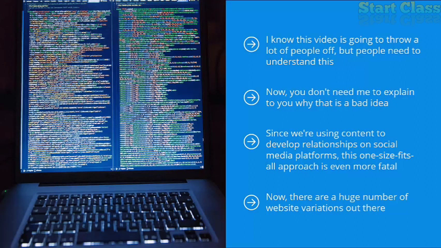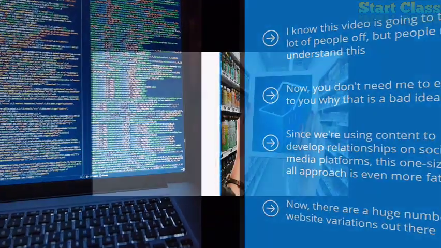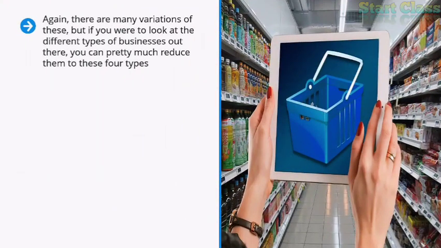But if you were to categorize these different website types into 4 rough forms, they would more or less fall into the following: publishing, e-commerce or dropshipping, email lists, and traffic sales. Again, there are many variations of these, but if you were to look at the different types of businesses out there, you can pretty much reduce them to these 4 types. When you study these closely, they have different needs. They have different features that must be addressed. Otherwise, you're not going to get the results you're looking for.